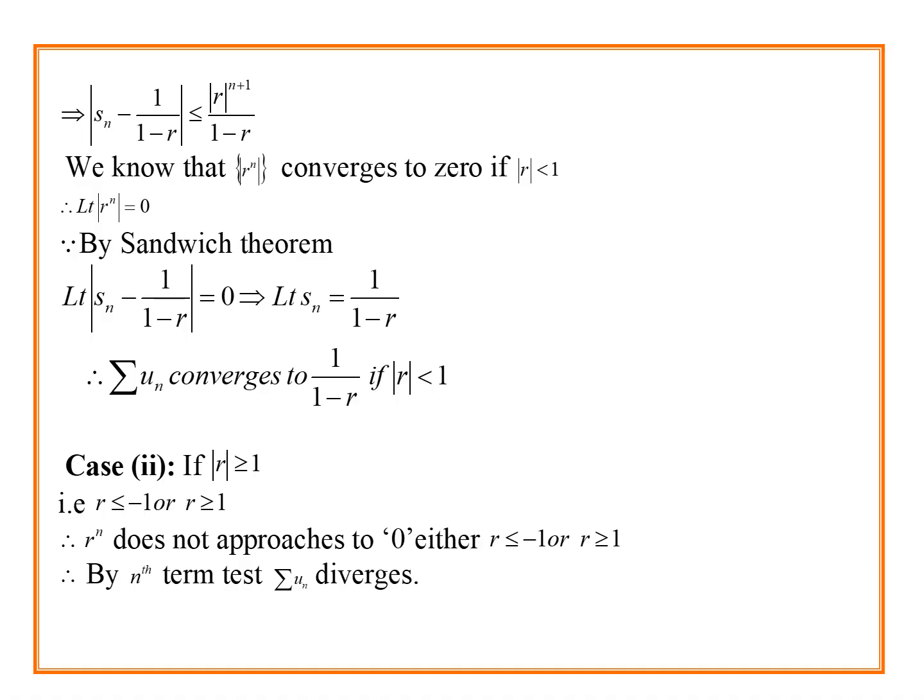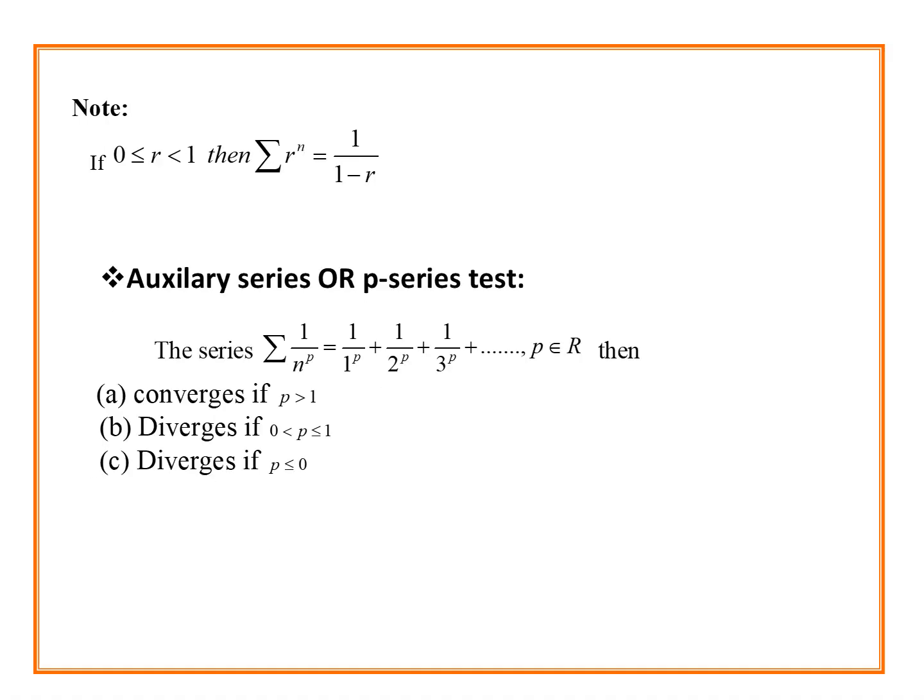Case 2. If mod r greater than or equal to 1, that is r less than or equal to minus 1 or r greater than or equal to 1. Therefore, r power of n does not approach 0. By the nth term test, the limit does not exist, so therefore sigma un is divergent. Next note: if 0 less than or equal to r less than 1, then sigma r power of n equal to 1 by 1 minus r. This is the note point.